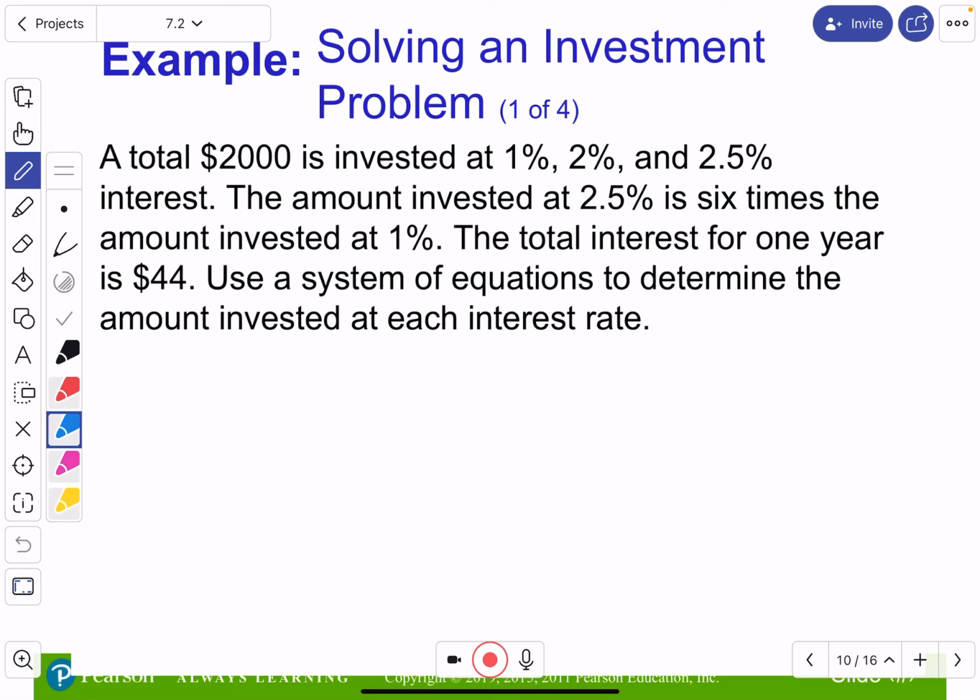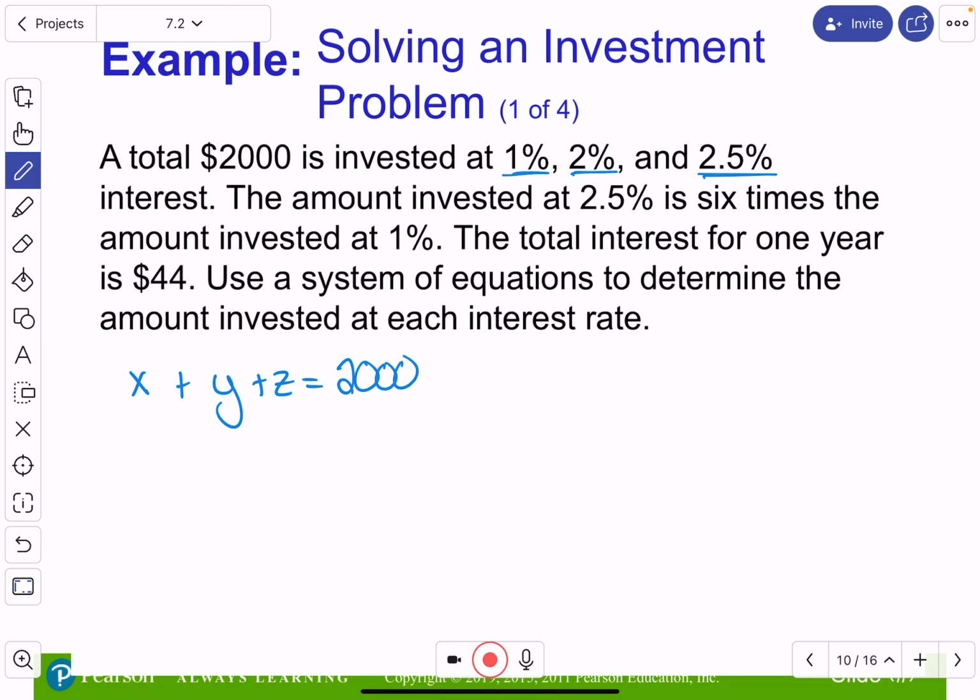Okay, investment problems. So we're breaking something down into money. $2,000 is invested at 1%, 2%, and 2.5%. So it's broken up. So we know we're investing 3 different amounts of money for a total of $2,000. There's one equation. The amount invested at 2.5% is 6 times the amount invested at 1%. So if we call this XYZ, we know Z equals 6 times whatever X is by that second sentence.